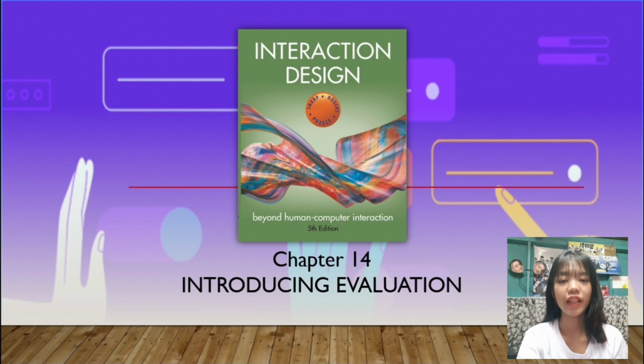We will discuss Chapter 14, Introducing Evaluation. This chapter presents an introduction to the main types of evaluation and the methods that you can use to evaluate design prototypes and design concepts.